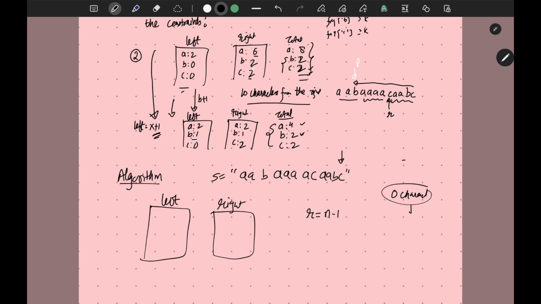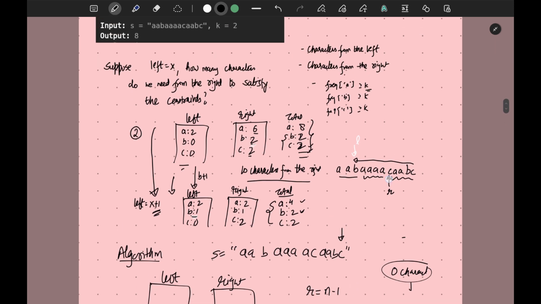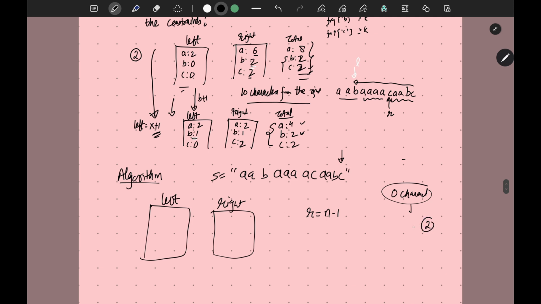So we would iterate backwards from the right, and we would find the minimum number of characters such that the constraint is satisfied, that is each character should be at least k, where k equals 2. Let's say the indices are 0 1 2 3 4 5 6 7 8 9 10 and 11, and we would need to take the characters up till here. If we take this, then a would be 6, b would be 2, c would be 2, and this condition would be satisfied. So our r is pointing to 2.